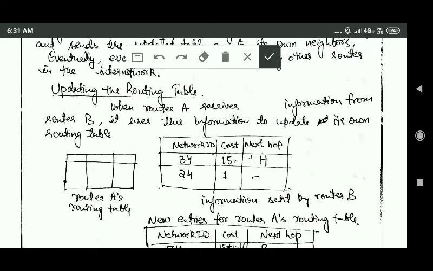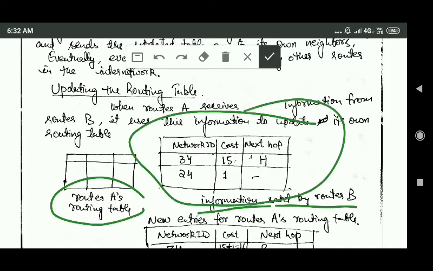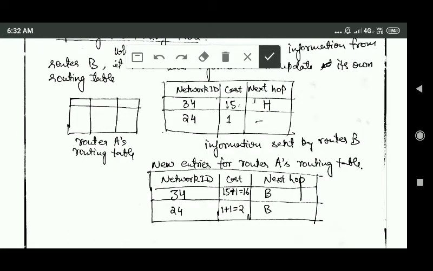So, how does a router update its routing table? Suppose this is router A's routing table, and this is the information sent by router B to router A. Now, on the basis of this information, how will router A update its routing table? First of all, on the basis of the information sent by router B, router A will form the entries for its routing table. And after forming the entries, router A will decide whether these entries should be kept in its routing table or not.